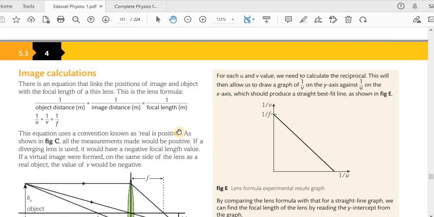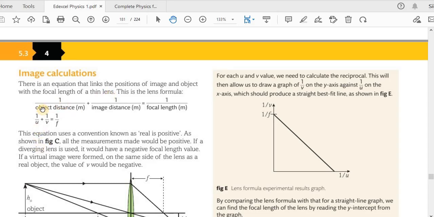Next topic, image calculations. There is an equation that links the positions of image and object with the focal length of a thin lens. This is the lens formula. So remember what this applies to. For a thin lens, there is an equation that links the positions of image and object with the focal length of a thin lens.